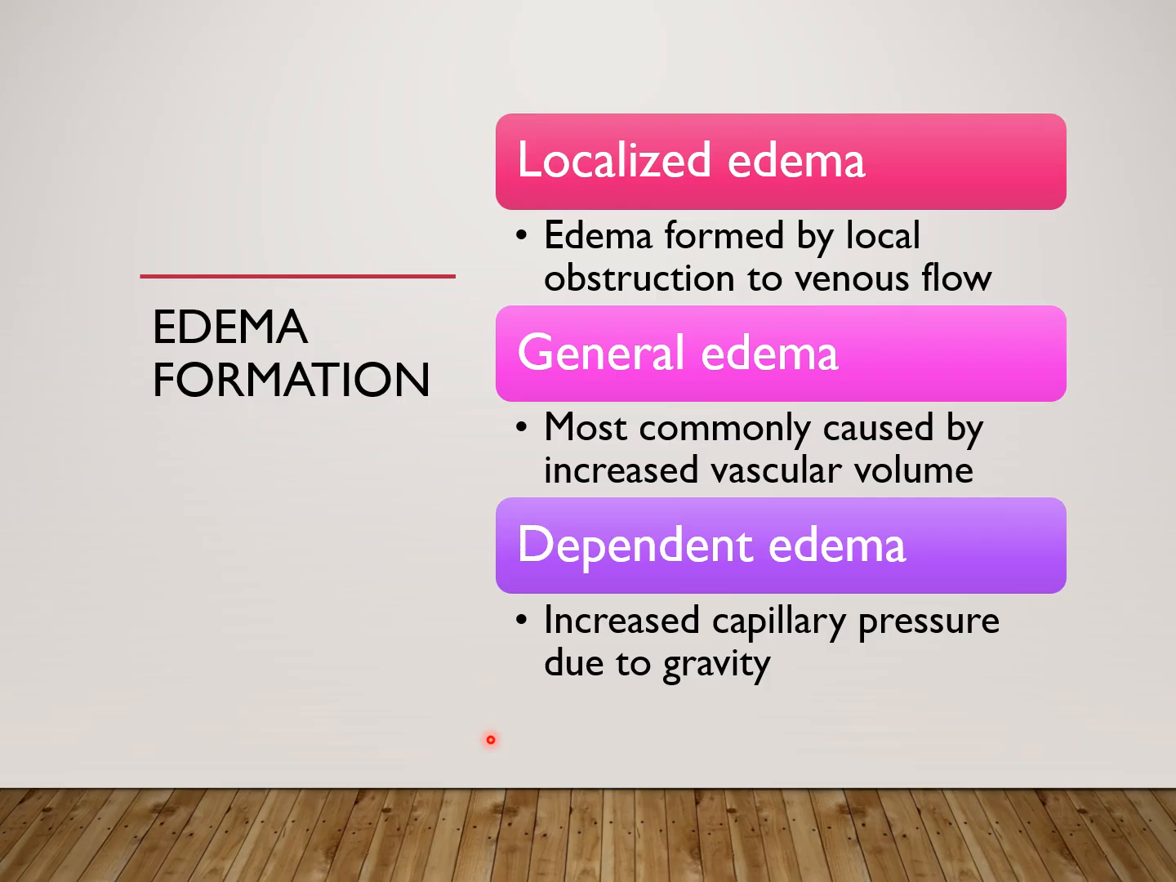And edema can form in several different ways. It can be localized edema, where it's just in one specific area. That's often formed if maybe there's obstruction to venous flow, something that's leaving that fluid right in that general area. There's also general edema. This is most commonly caused by an overall big increase in vascular volume, where we see edema everywhere. And then the other type is dependent edema, and this is largely caused by an increase in capillary pressure due to gravity. As a limb like your foot or your ankle is dependent, meaning down towards the ground, gravity starts to pull a lot of fluid out of that capillary bed and into that interstitial space, which causes this edema in dependent edema.